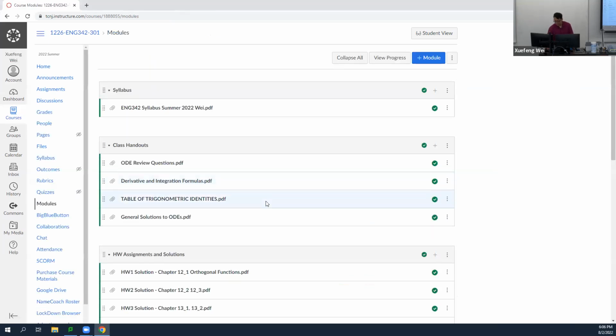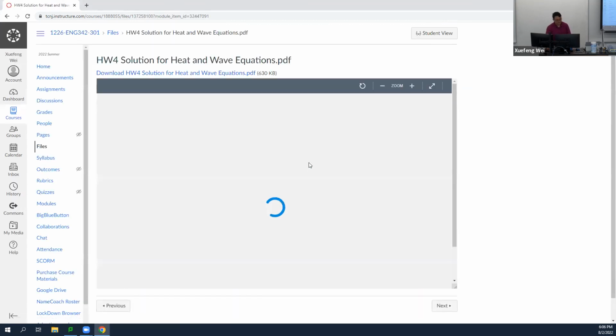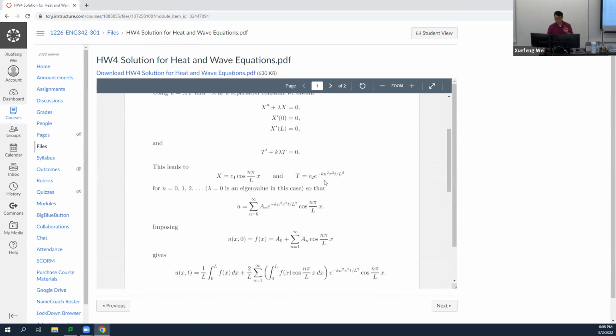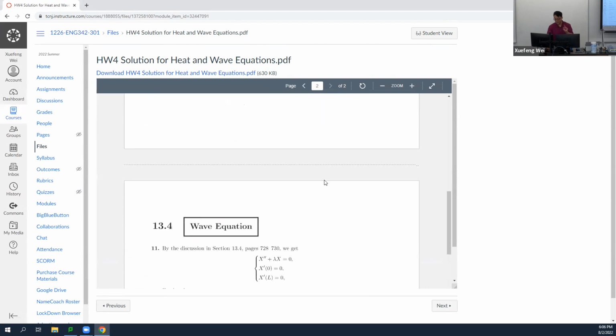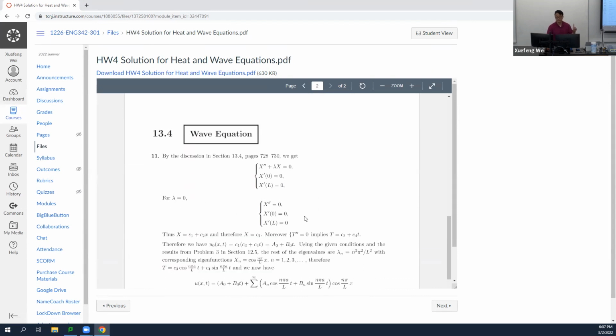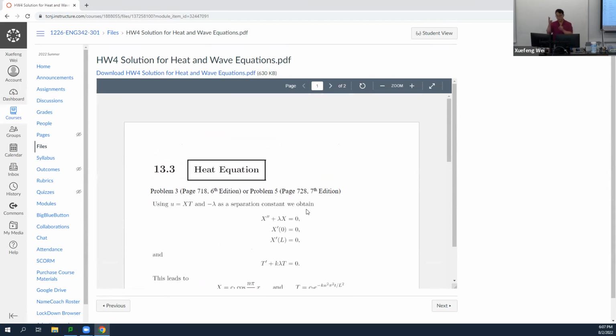I already provided a solution for the heat equation and wave equation here. This is the solution provided by the publisher, so it's not very detailed. Today I'm going to assign another homework question on the wave equation, which is problem 11. So there are two problems, one for the heat equation and one for the wave equation.